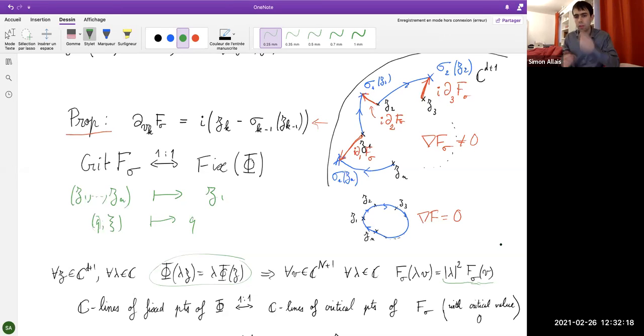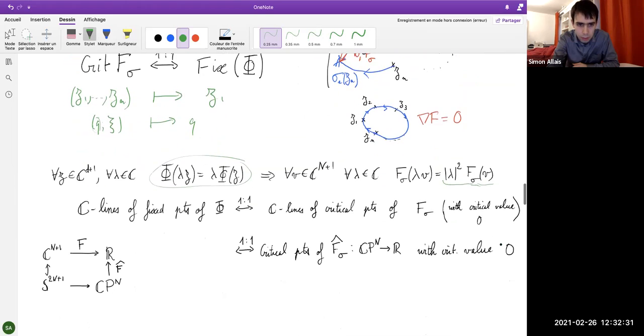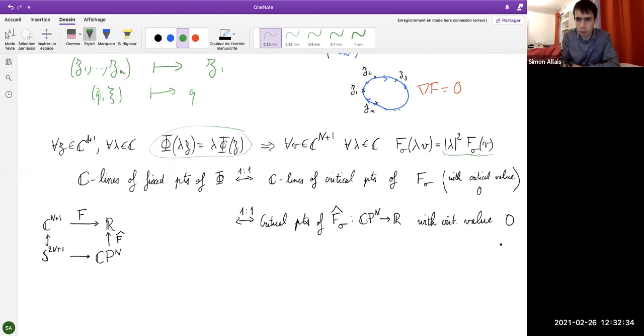Okay, but here we have C lines of critical points. So it will be easier for us to work with fixed points. So we will take the projectivization of F, meaning we will take what I call here F hat, which is the quotient map once you have restricted F to the sphere. So that this diagram commutes, for instance.